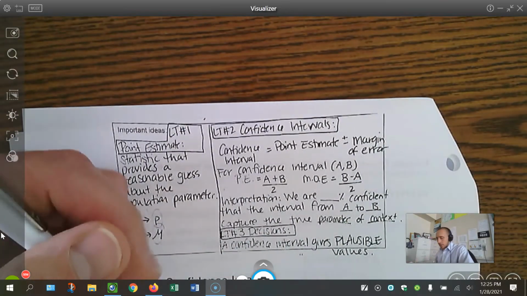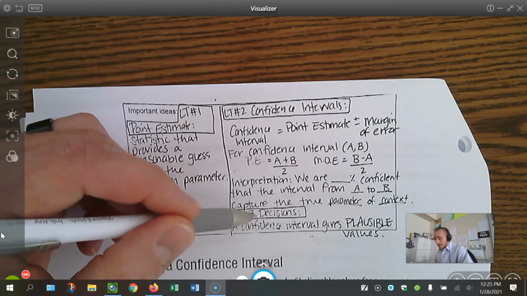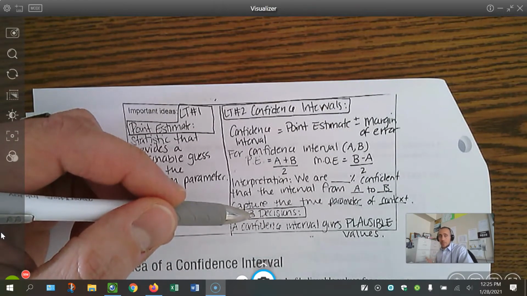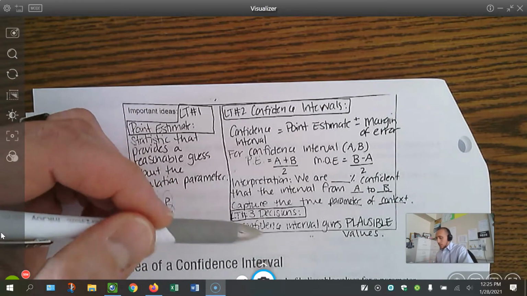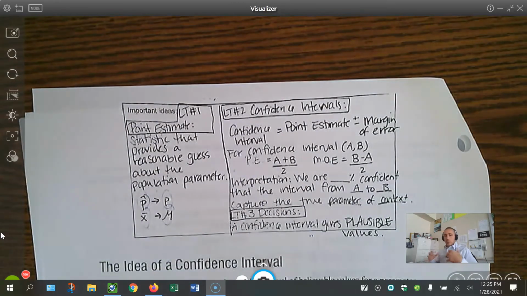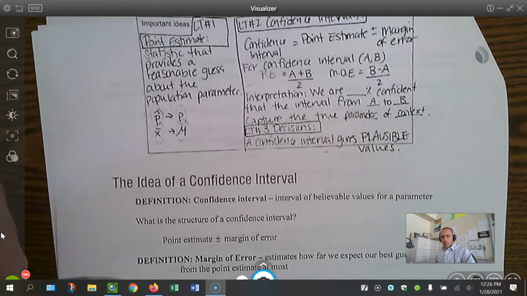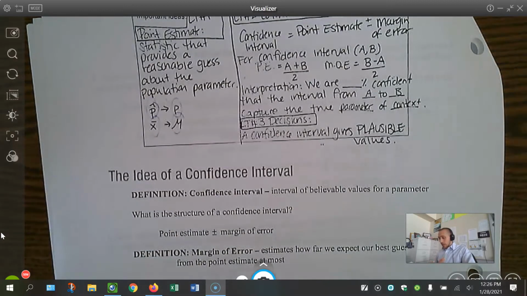is. And then when you're asked to make decisions about a claim, like I claim the midterm average was 98.3, the confidence interval just gives you plausible values, which means reasonable or believable. We'll never know the true parameter. So, just some ideas about confidence intervals. It's the interval of believable values for that parameter.